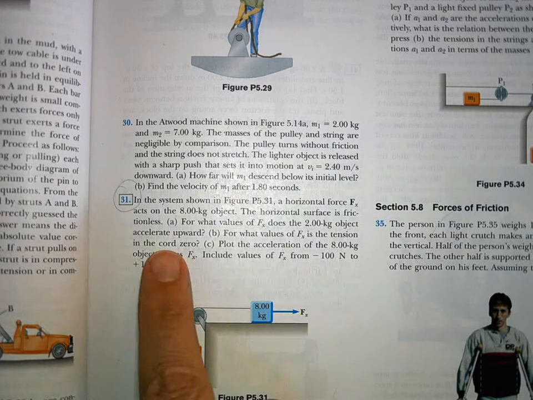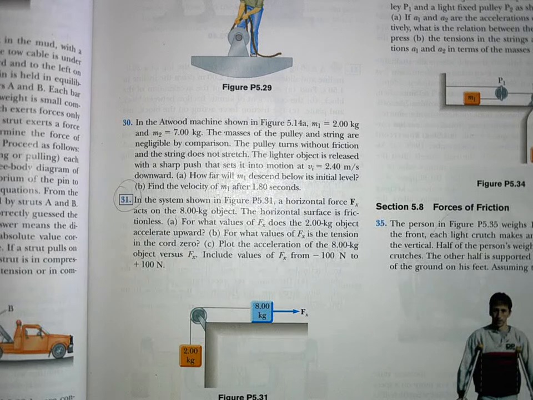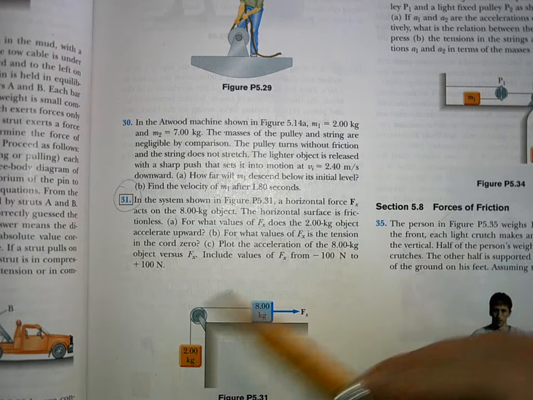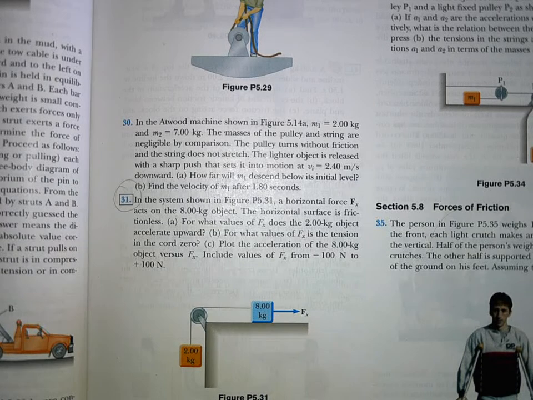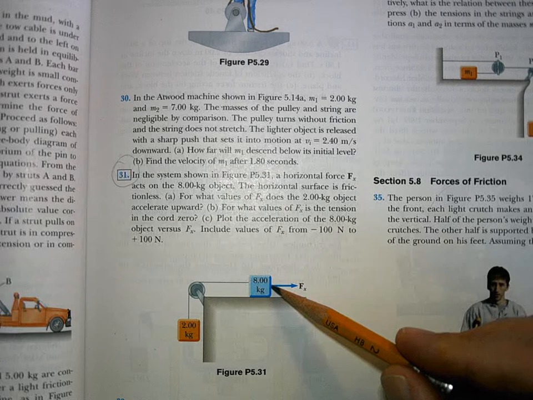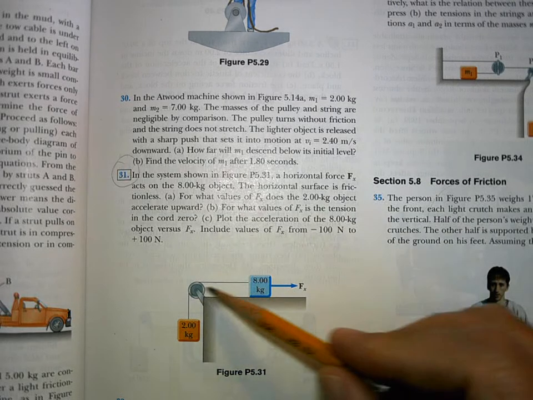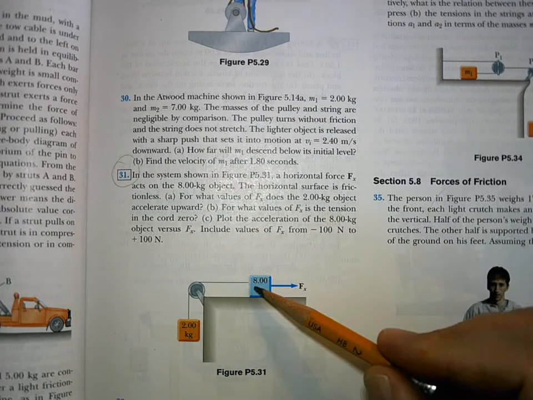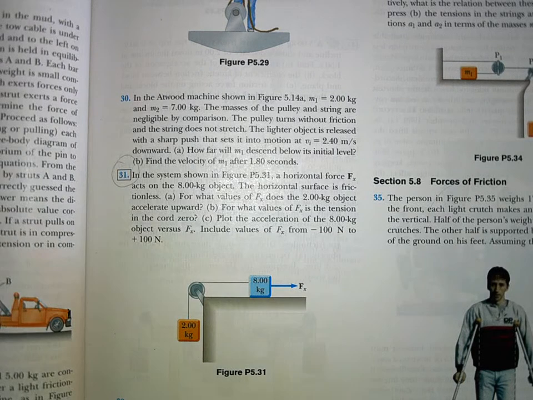Okay, so let's do problem number 31. And here's what it says in the book. It says, we've got this system right here that, well, we've got an 8 kilogram mass here, a 2 kilogram mass here. They're connected with a string. And then we've got a little pulley here.